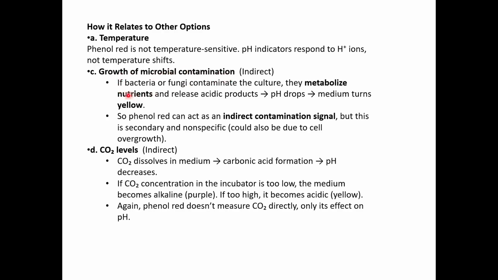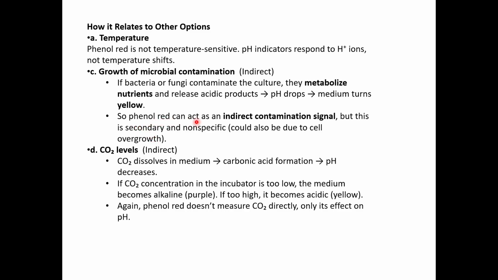So growth of microbial contamination: if bacteria or fungi contaminate the cell culture, they metabolize nutrients and release acidic products. Because they grow in huge numbers, right, they proliferate much faster than our mammalian cells. They multiply exponentially, use the nutrients exponentially, and release more acidic products compared to our normal cells in a relatively quicker time. So the pH drops immediately, within a few hours of contamination, and it turns yellow in color. So you can indirectly check for contamination.